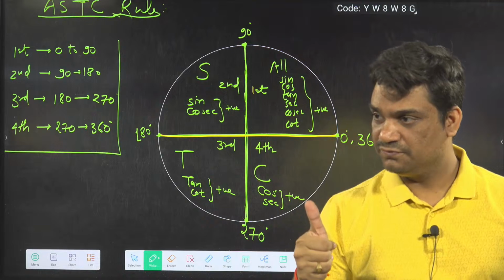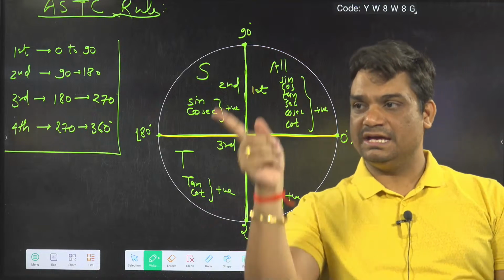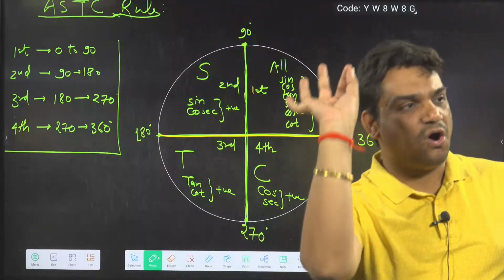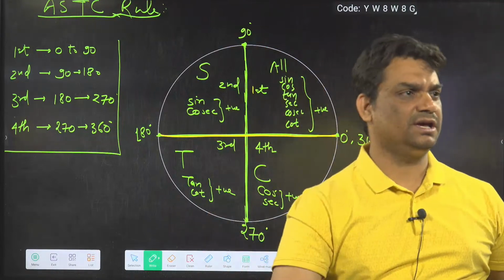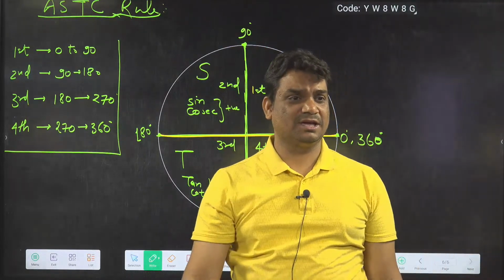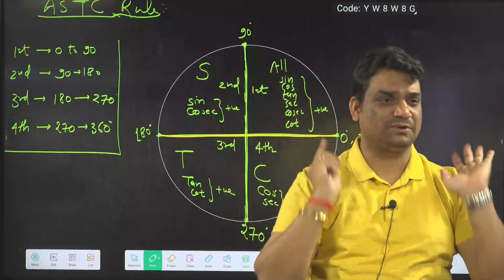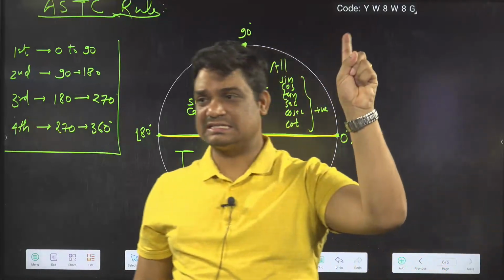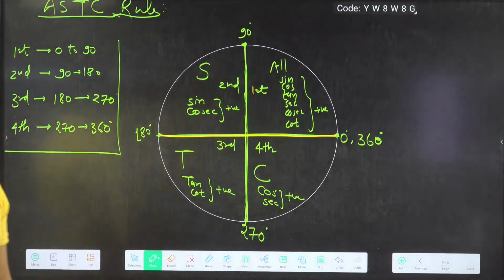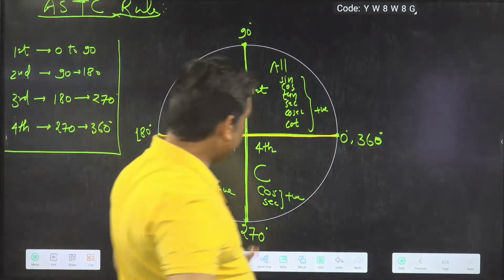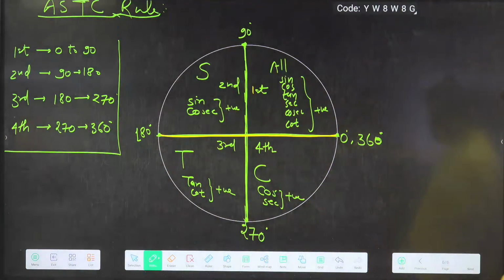We have to first of all remember this thing. ASTC meaning for you is all positive, sine positive, tan positive, cos positive. That's it. How you remember does not matter. You can make some rules for yourself. But all positive, in the second sine positive, in the third tan positive, in the fourth cos positive. Then, now I will write the rules.